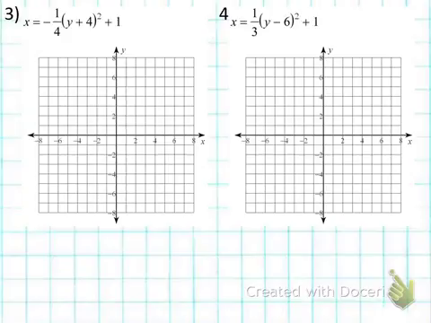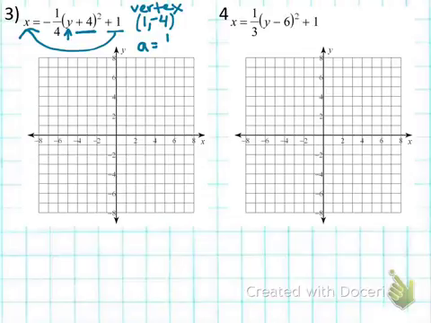Number 3, the vertex here again, I look on the outside first for my x, since x is on the outside. It's not inside the parentheses, so this is going to be 1 comma -4. Take the opposite of what's with y for the y-coordinate. Okay, and then a here equals -1/4.